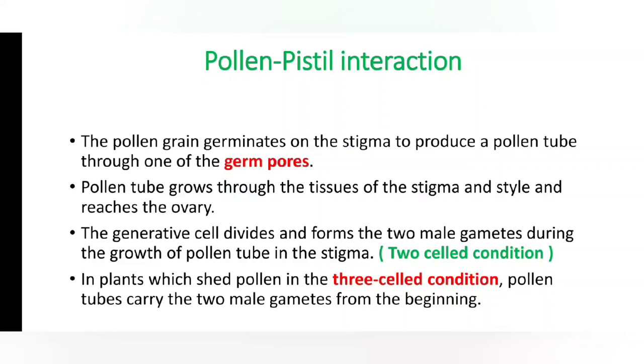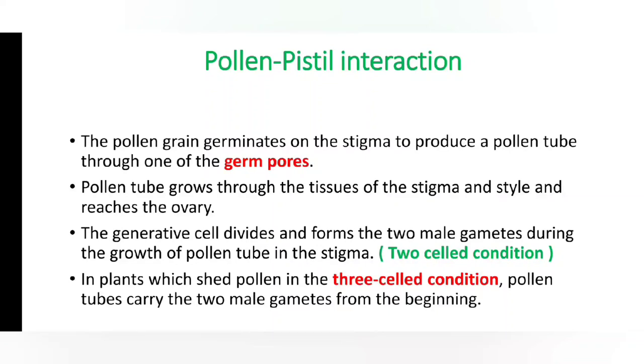The generative cell divides and forms the two male gametes during the growth of pollen tube in the stigma. Now what happens? We have already studied the vegetative cell and the generative cell. The generative cell divides and forms two male gametes during the growth of pollen tube in the stigma. This is called two-cell condition. In plants which shed pollen in the three-cell condition, in some plants the pollen grains are shed at the three-cell condition. There the pollen tubes carry the two male gametes from the beginning.